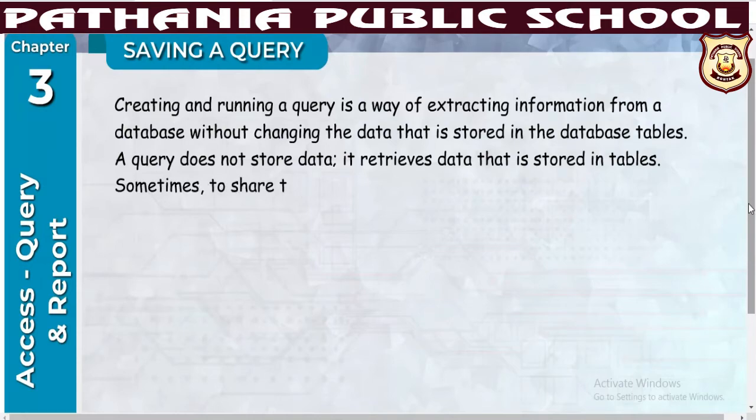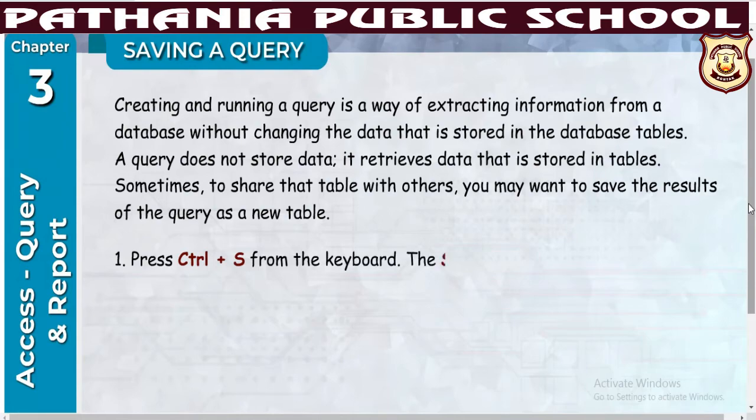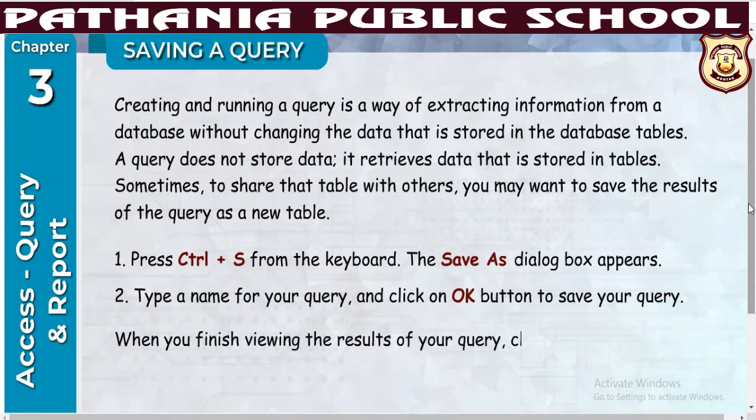Sometimes, to share that table with others, you may want to save the results of the query as a new table. Press Ctrl+S from the keyboard. The Save As dialog box appears. Type a name for your query and click on OK button to save your query. When you finish viewing the results of your query, click on Close button to close the query.